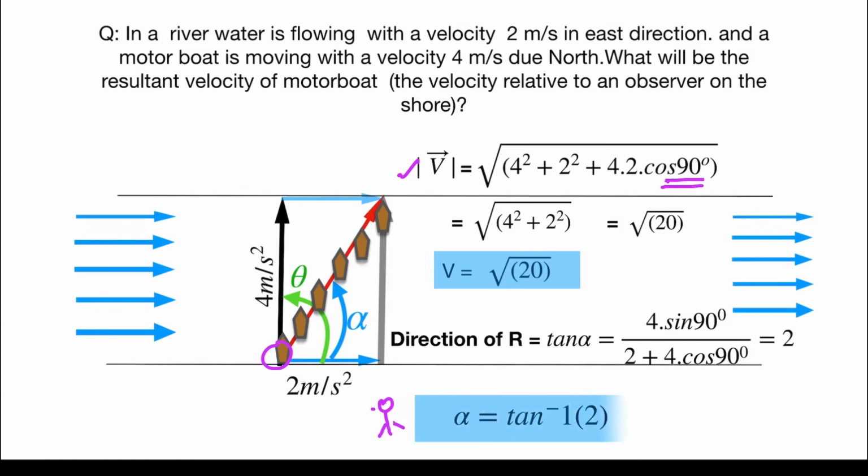And the direction of the boat is given by tan alpha, where alpha is the angle between the resultant velocity and the direction of the river flow. By solving this, you will get the alpha angle, which is the angle between the direction of the motion of the river and the boat's actual motion, equal to tan inverse 2.